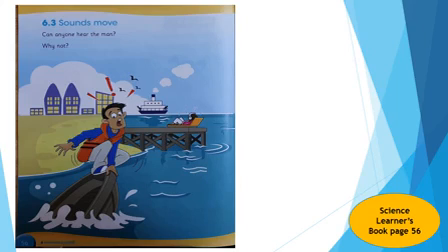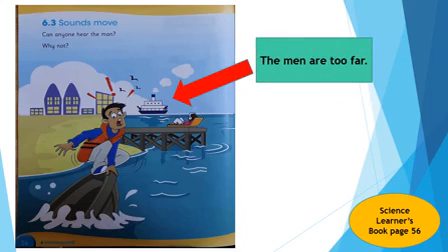And aside from the man, there are other people in the picture, like the two men in the ship and the girl listening to music. Now, do you think they can hear the shout of the man? Let's study. Observe the two men in the ship. Do you think they can hear the man? Maybe not, because the men are too far from the man. How about the other one? The girl who is listening to the music. Do you think she can hear the shout of the man?